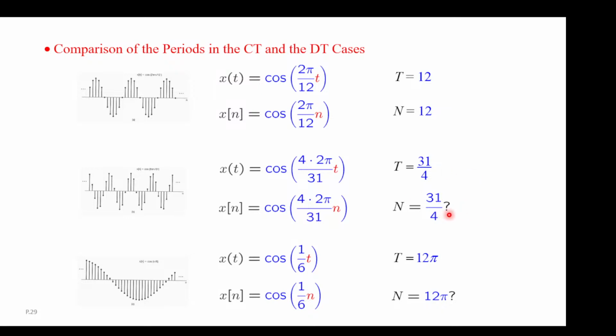Yeah, it's 31. Okay, so the next question. If your x of t is equal to cosine of t over 6, no, this is not a rational fraction of 2 pi. But anyway, for continuous time it is still periodic, and T is 2 pi divided by 1/6, so it's 12 pi. And for discrete time, it's 1/6.